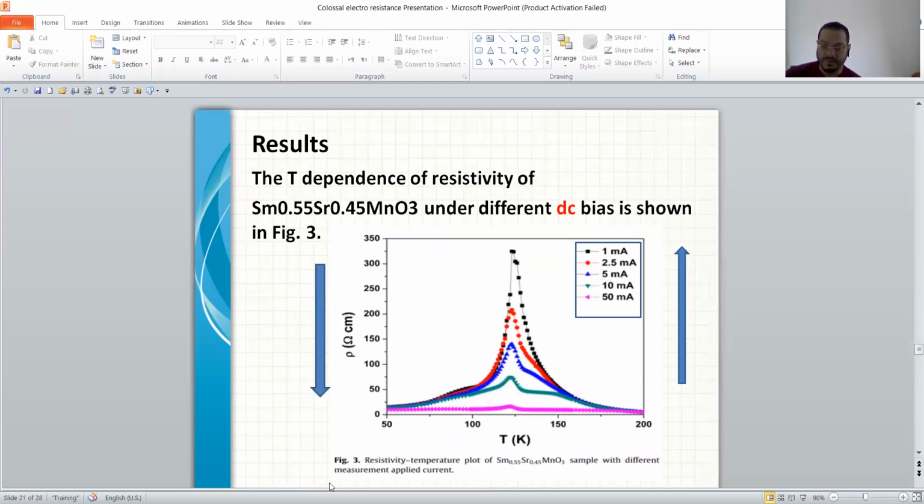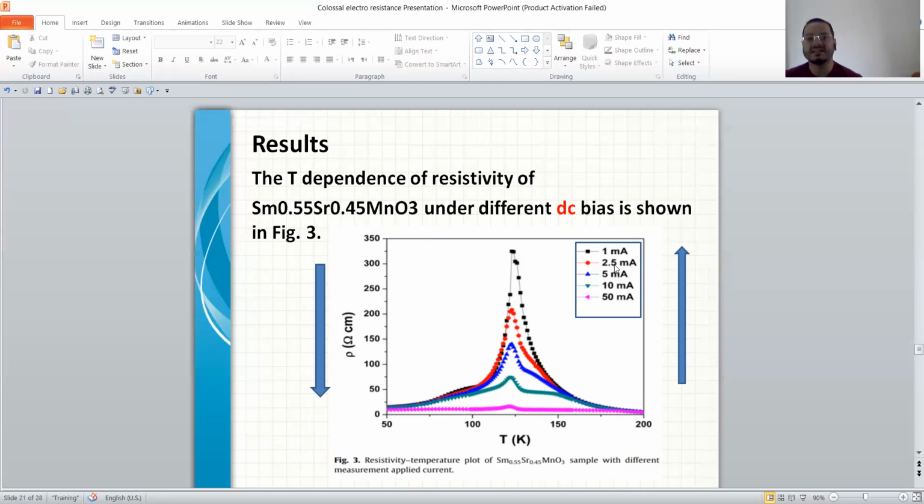Here, this figure number 3 relates the temperature and the resistivity. The resistivity temperature plot of the sample with different measurement applied currents. Like I said before, this is the most important slide in this whole presentation, because the critical point is here. We will change the amount of current, starting from 1 milliampere until 50 milliampere. At 1 milliampere, our curve will be like that, with a high peak of resistivity of approximately 350 ohm centimeter.